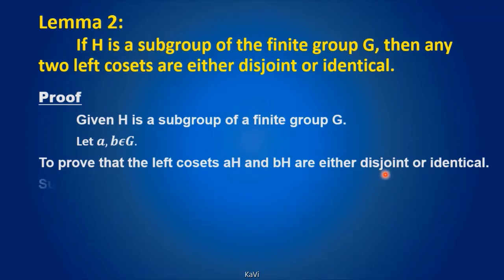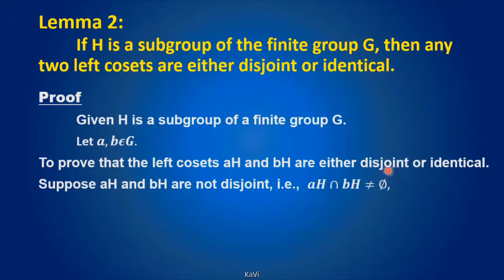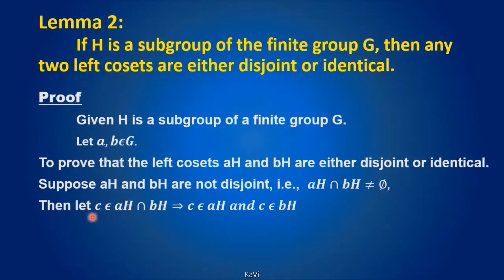Suppose we assume that they are not disjoint. If they are disjoint, then no problem, the proof is over. Suppose they are not disjoint, then they will have one element in common. Their intersection is not empty, which means they will have one element in common. Let that element be C. That is, C belongs to AH intersection BH.